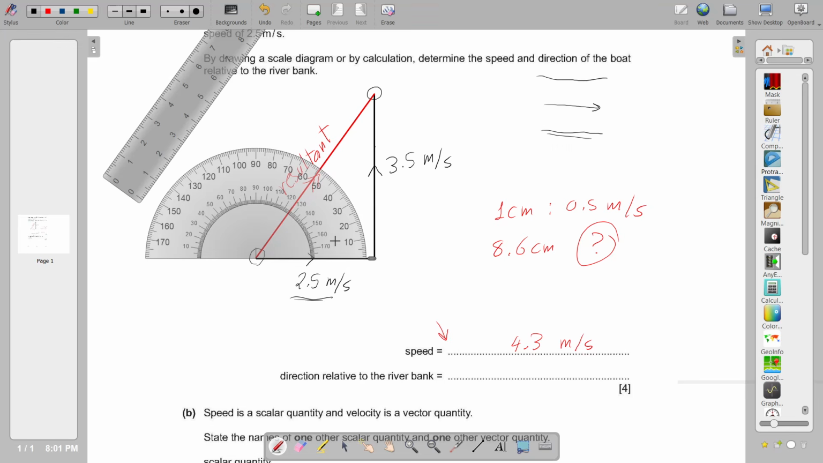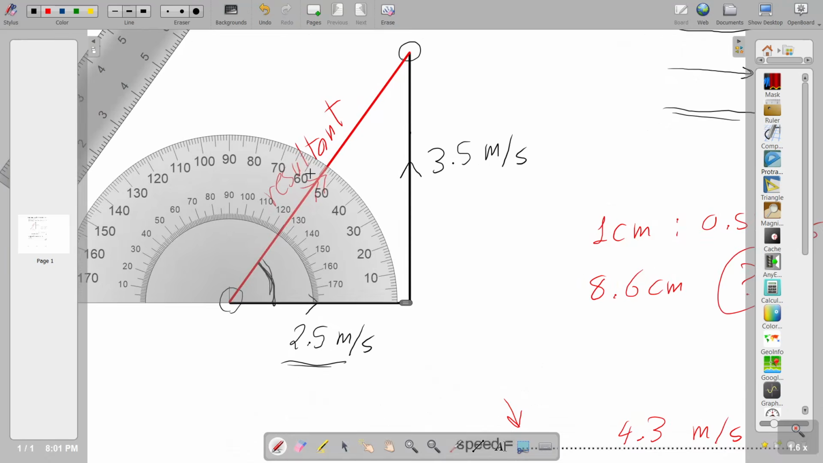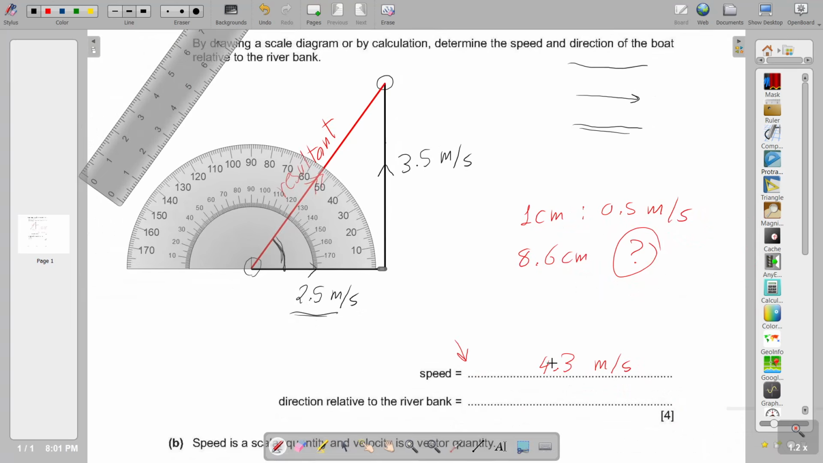So the direction of the current, which is the 2.5 meter per second, is the direction of the river bank. So we will be measuring the angle between the resultant and the 2.5 meter per second velocity, which in this case is about 54 degrees. It's between 54 and 55, but nearer to the 54 degrees. So the answer will be 54 degrees.